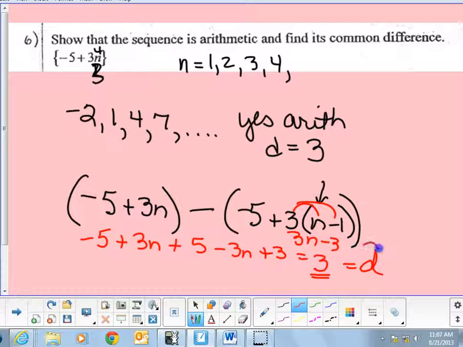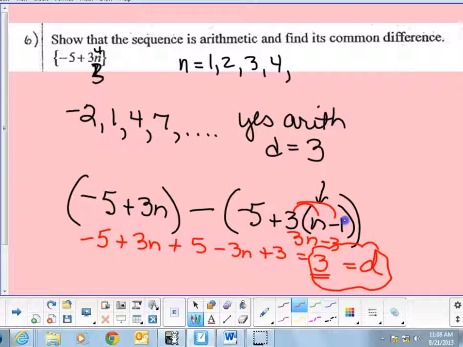Okay? I am perfectly okay with this, because this shows me that you understand what's going on. You've generated this sequence and you've shown me that you see it's arithmetic and you've given me the difference, okay? I will accept this if you want to do this fancy dancy way.